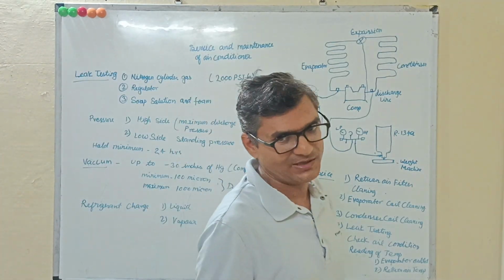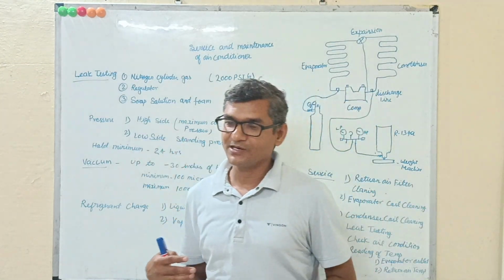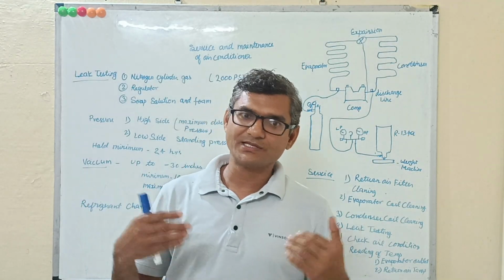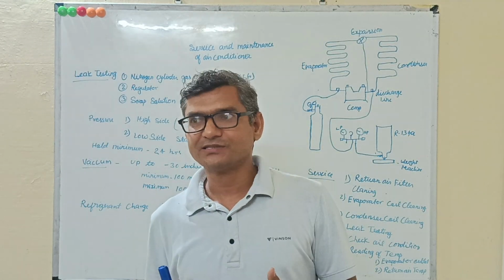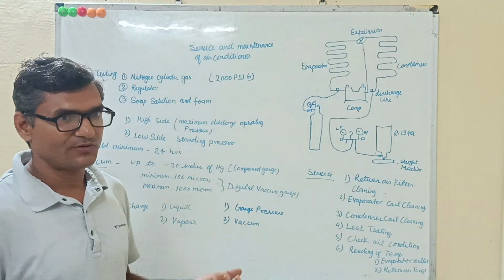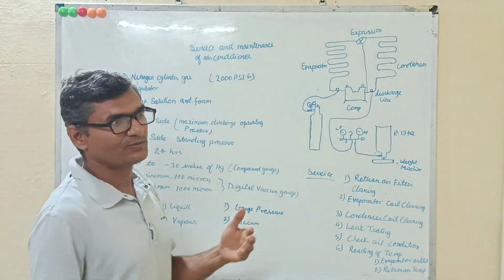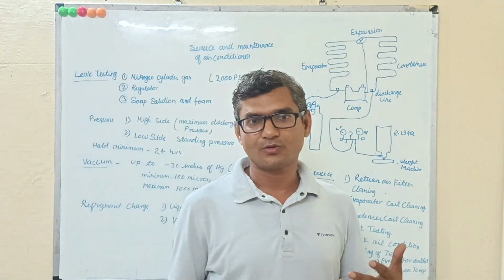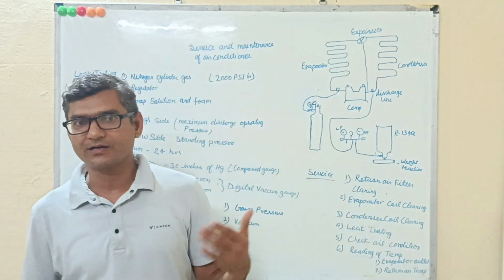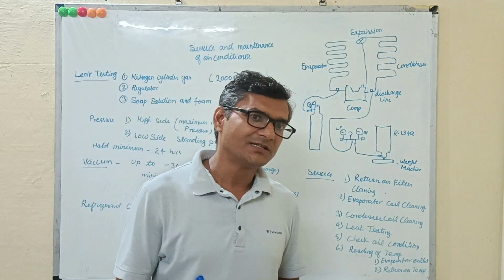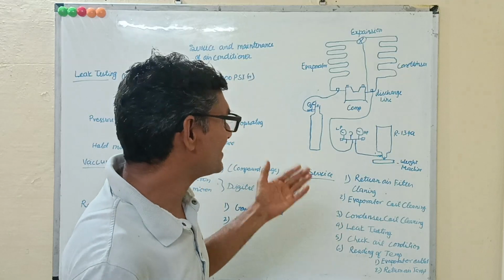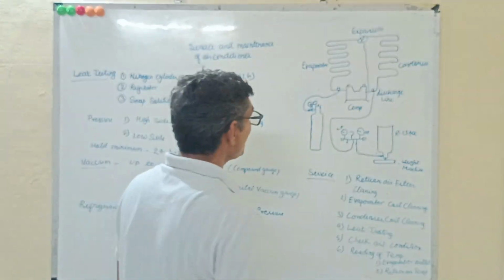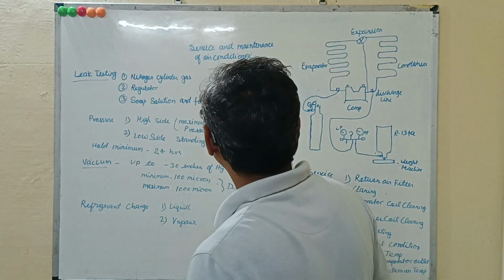Sometimes a complaint comes from the customer: sir, initially more air was coming, but now very little air is coming into the room, and the cooling is also less. Then we have to take service. If our evaporator coil or condenser coil is in a closed condition, then the efficiency of the air conditioner will go down. Okay, now we will start.